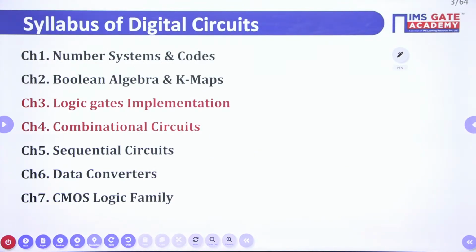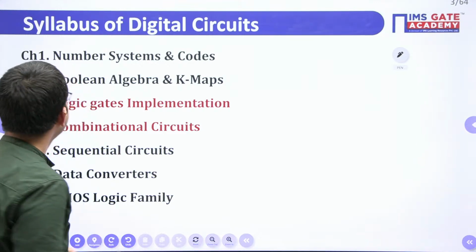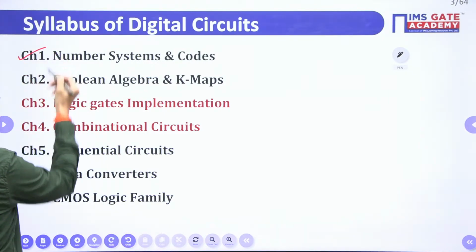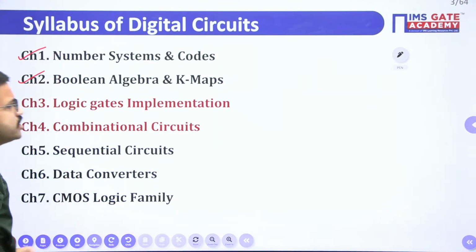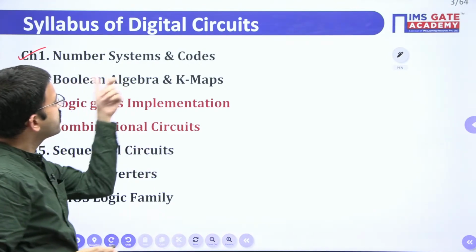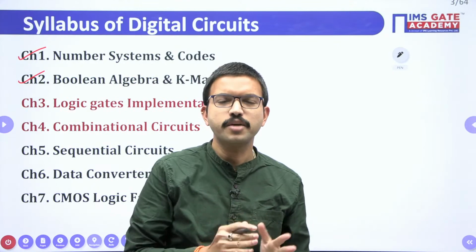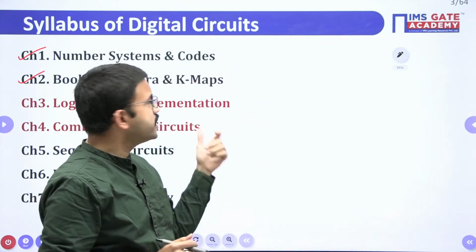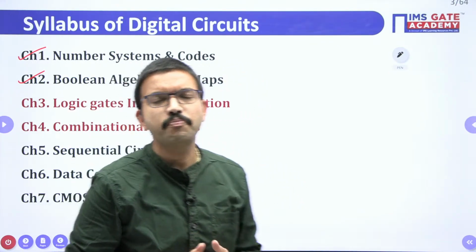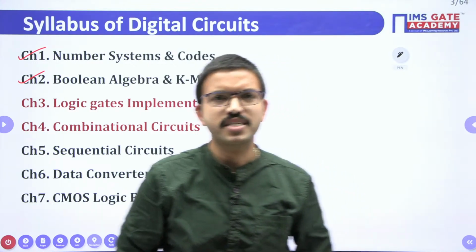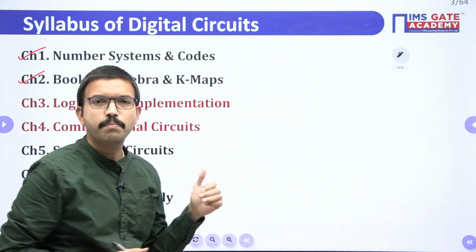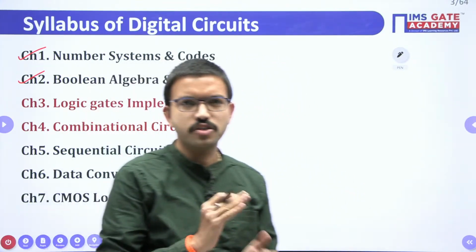we discussed the questions related to the first two chapters: number systems and codes, and then Boolean algebra and K-maps. Regarding the first chapter, we discussed number system conversions regarding base or radix, and data representation like sign magnitude form, ones complement form, twos complement form, etc. And then we discussed binary to gray code and gray to binary code conversion.